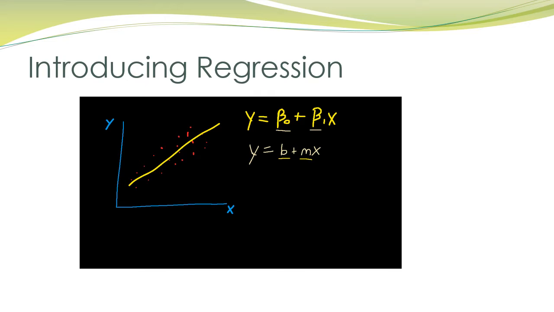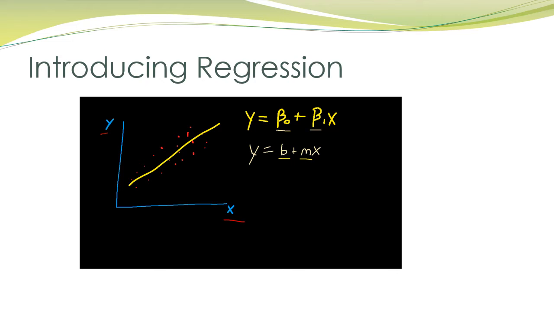Regression is the relationship between your independent and dependent variables. In this case, it's a positive linear regression model. The yellow line is the regression line that's supposed to best fit the data points, and your two variables are x and y.